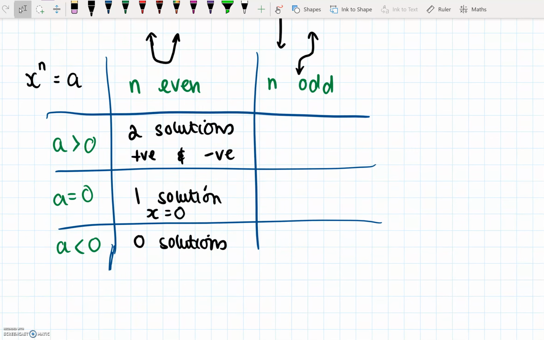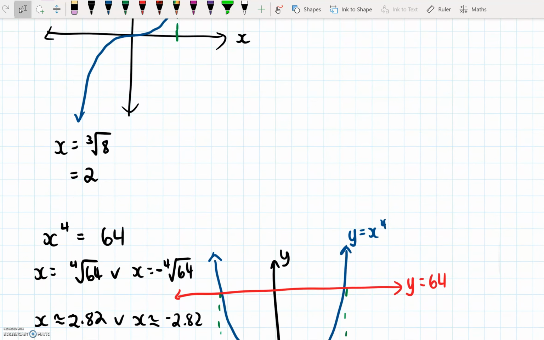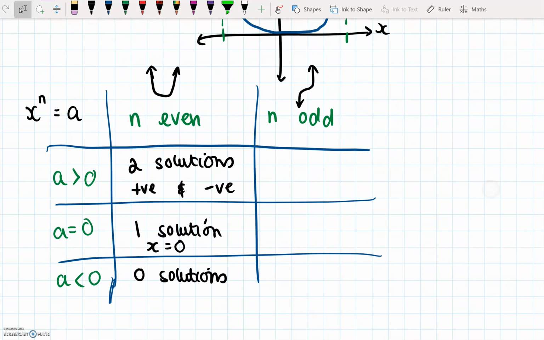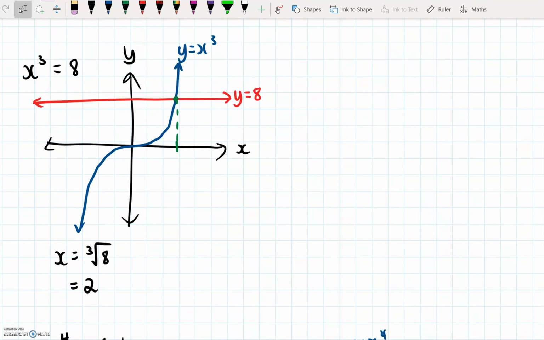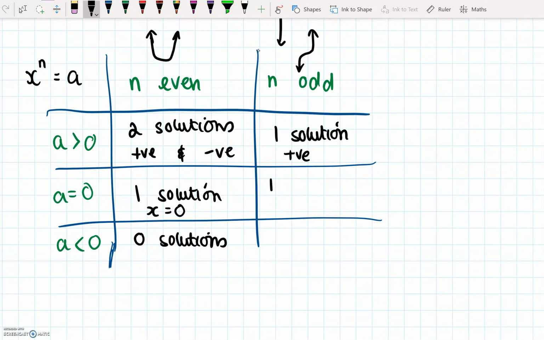Okay, now if n is odd, so if we have one of those cubic equations and a is greater than 0, you should be able to see that that red line is above the x-axis. That will give us one solution, and that's going to be a positive solution. If a is 0, it's going to be on the x-axis, which again is going to be one solution, and that again is going to be x equals 0.